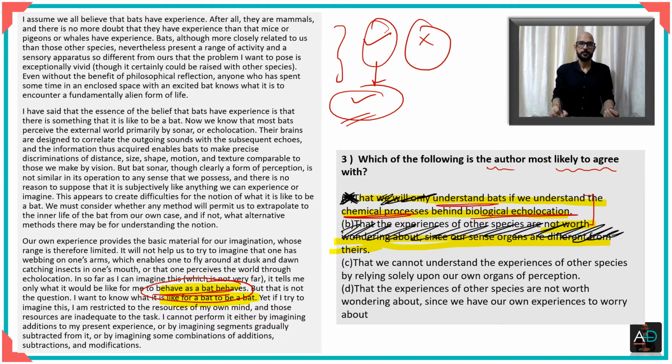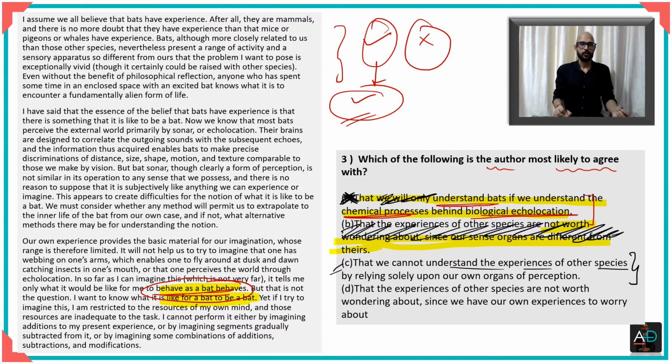Let's go to option C. It says that we cannot understand the experiences of other species by relying solely upon our own organs of perception. Now this appears fair. He says that since we cannot perceive sound as they do, since we do not have similar sound sense organs, we cannot understand the experiences of other species. This looks like a good option, so let me just keep it.